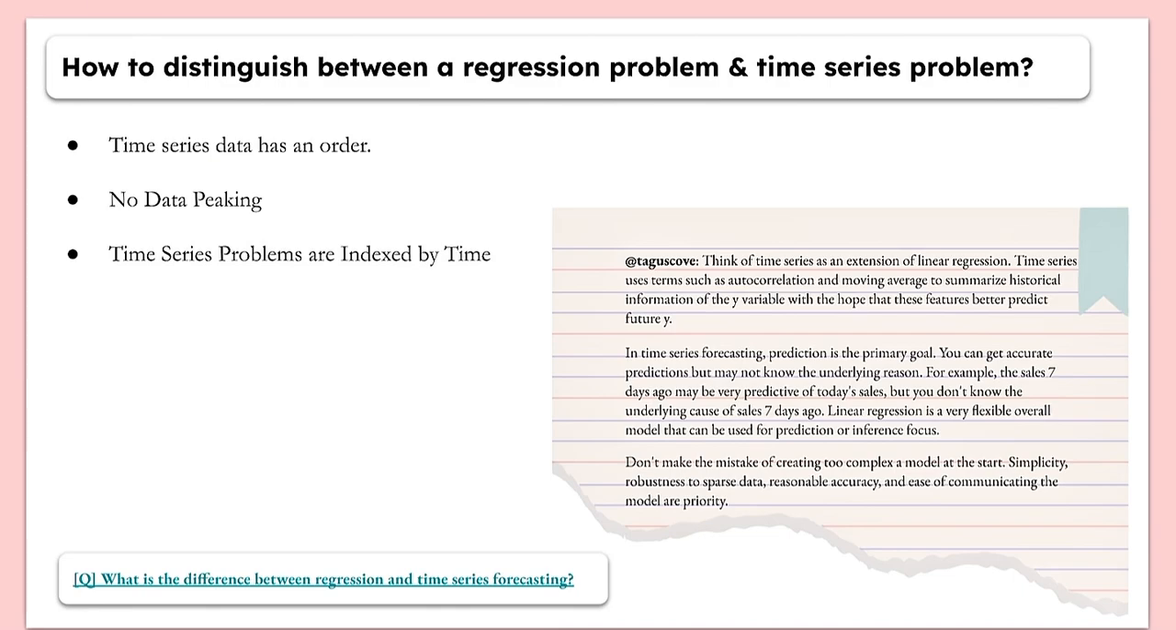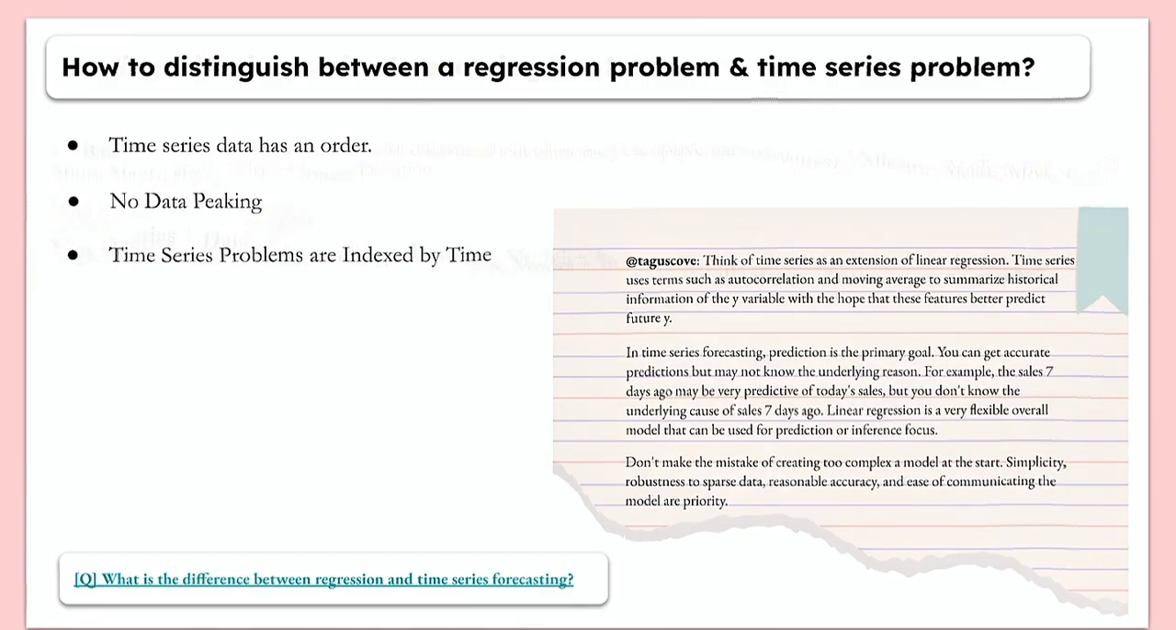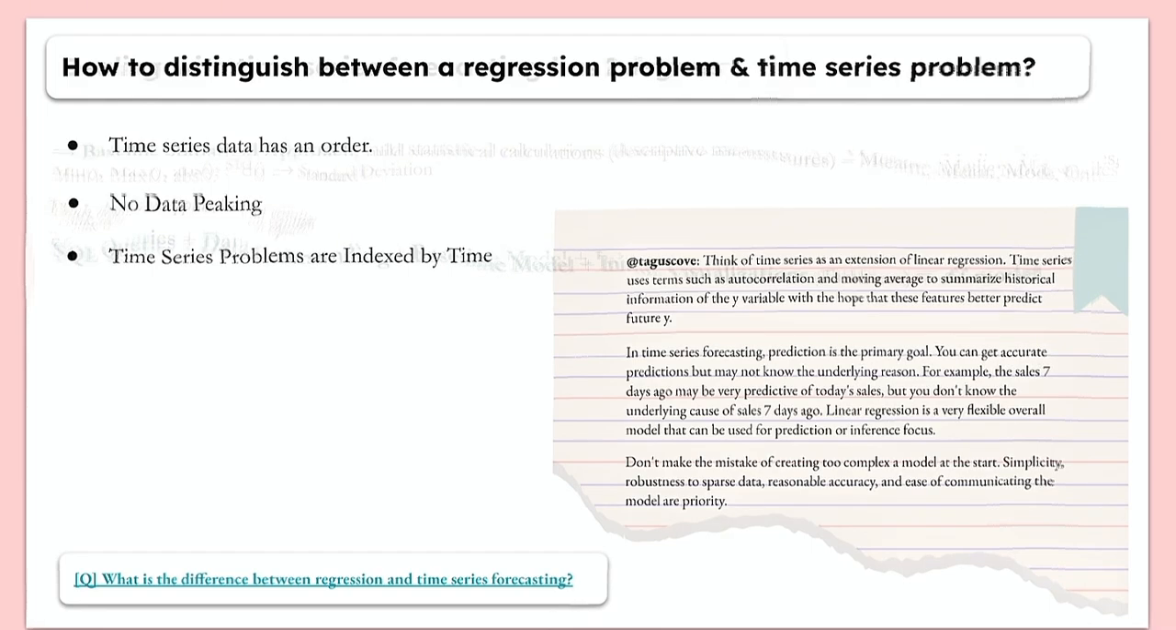But still, how do we distinguish between a regression problem versus a time series problem? I find this answer from a question asked on Reddit very valuable. I will add the link so you can see the other answers as well. So, when we talk about the two types of problems, this person said, think of time series as an extension of linear regression.